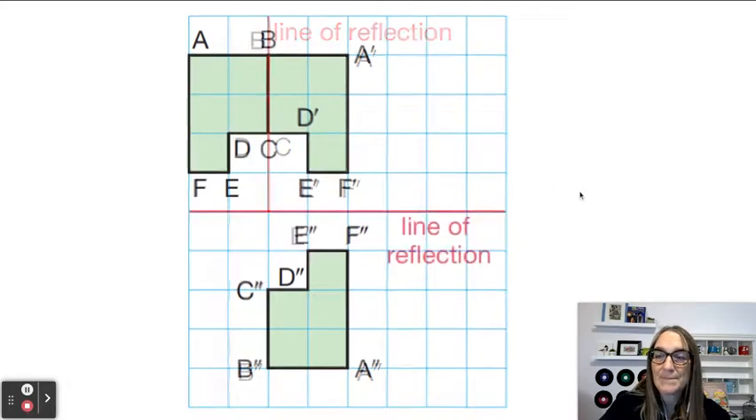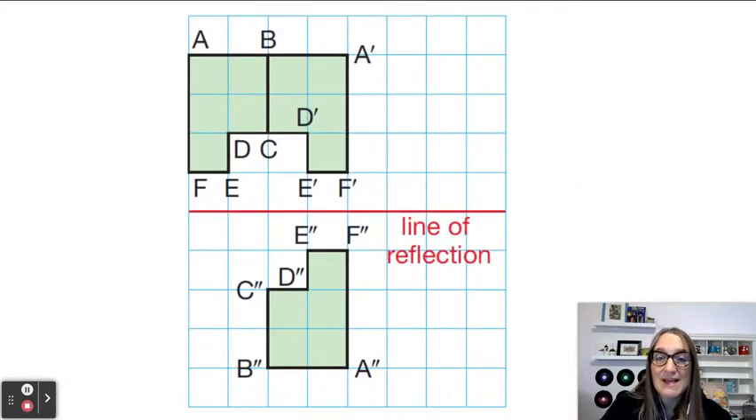Here we go. So the next step is to reflect A prime, B, C, D prime, E prime, F prime in a line of reflection that is horizontal and 1 unit away from line segment E prime, F prime. And you can see how we arrive at this reflection image, A double prime, B double prime, C double prime, D double prime, E double prime, and F double prime.